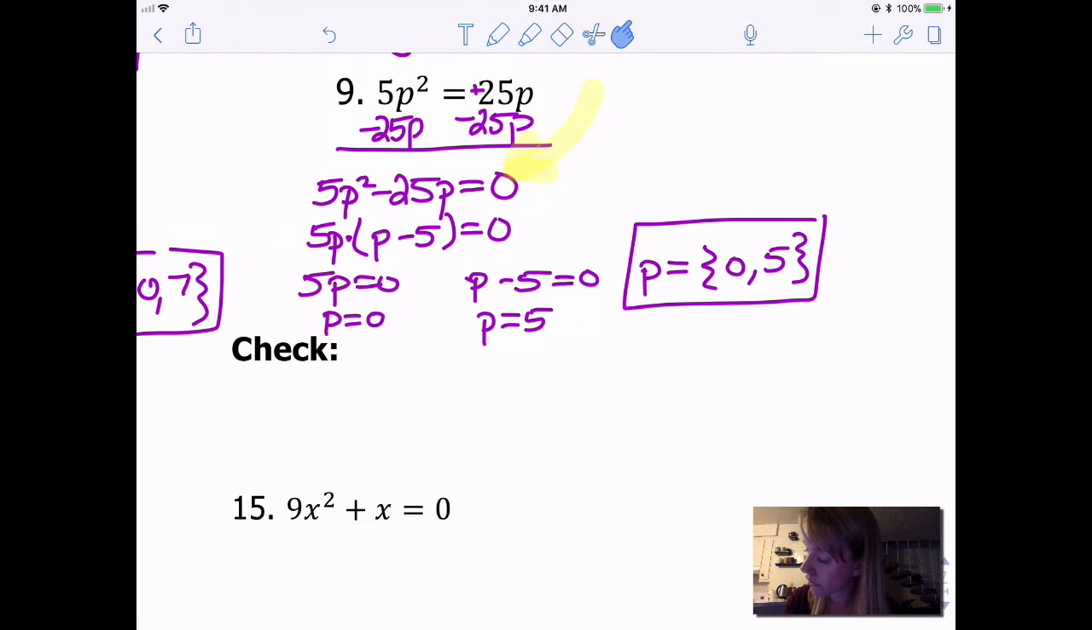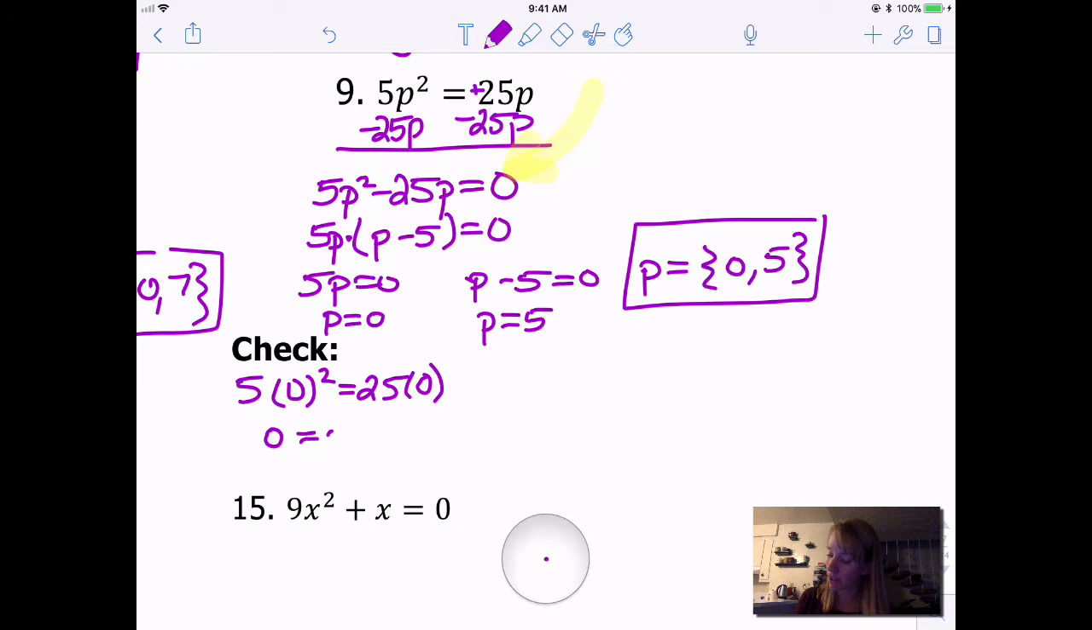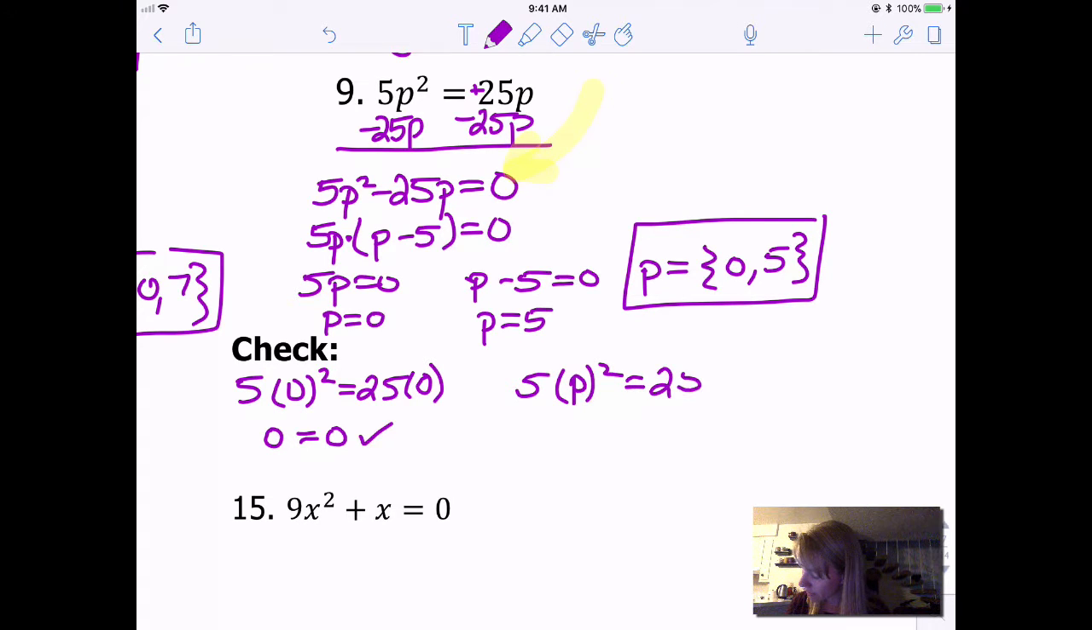5 times p squared equals 25 times p. And then one of my answers is 0. 5 times 0 squared is equal to 25 times 0. On the left, 5 times 0 squared is just 0. 25 times 0 is just 0. So check, 0 equals 0. That's true.